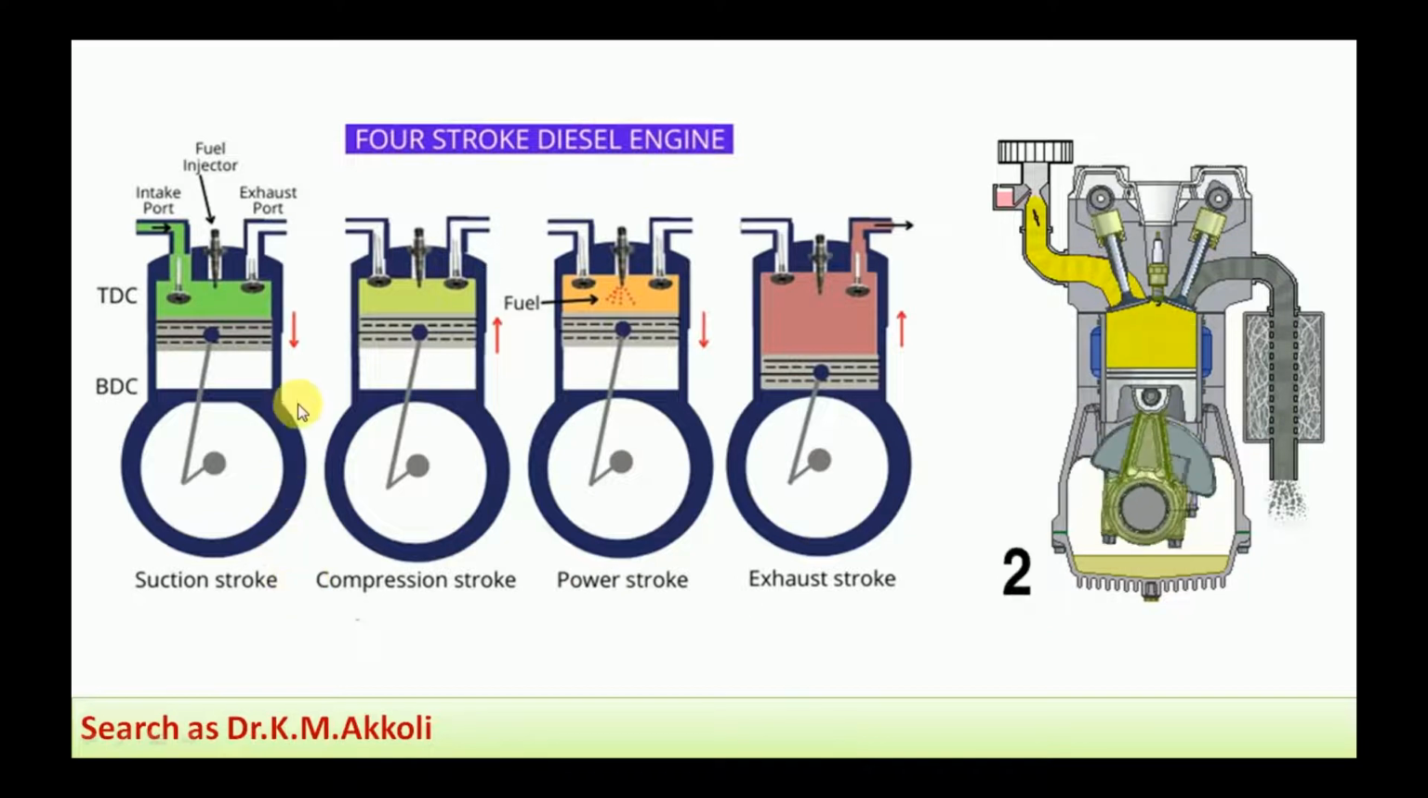First we will look at the diesel engine parts, then we go for the explanation of each stroke. This is the diesel engine. It consists of the cylinder, piston, inlet valve or suction valve, exhaust valve and fuel injector. That is the difference we can notice here.